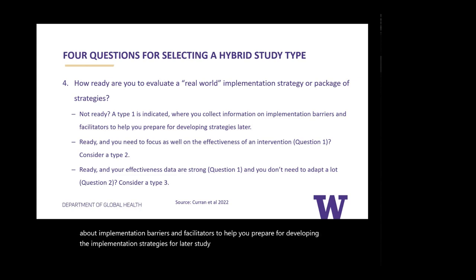If you do feel like you are ready, but you still need to focus on the intervention effectiveness, you still need more data there, and that's really important, then you want to consider a hybrid 2. If you really are ready and your effectiveness data are pretty strong and you don't really need to adapt a whole lot, then you want to gravitate more toward the hybrid 3 end of the continuum.